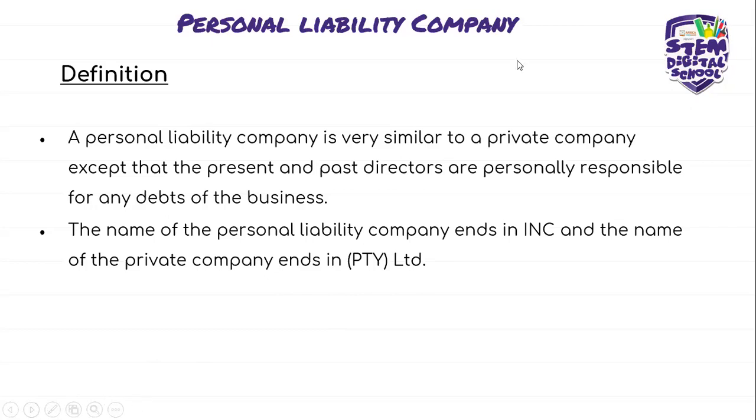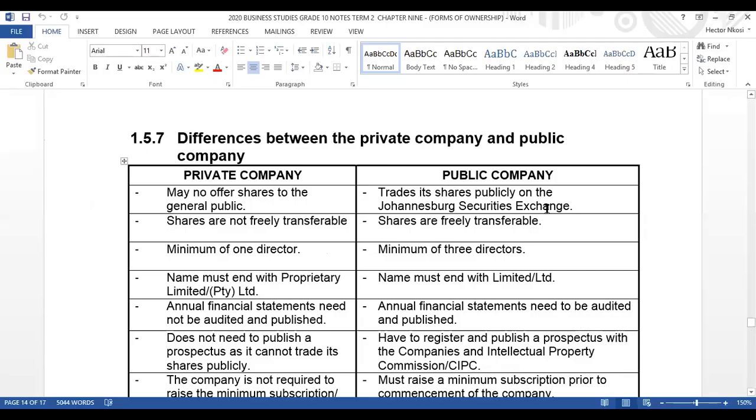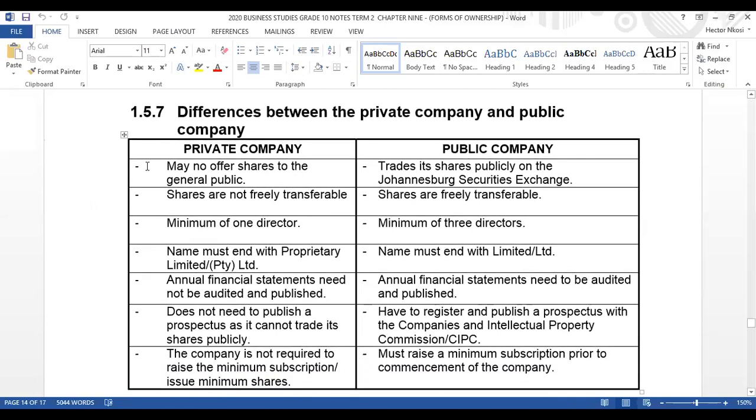All right. Today, I want us to look at the differences between a private company and a public company. So what we're going to cover today is the difference between a private company versus a public company.